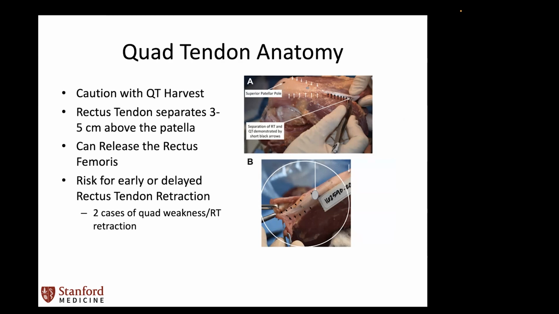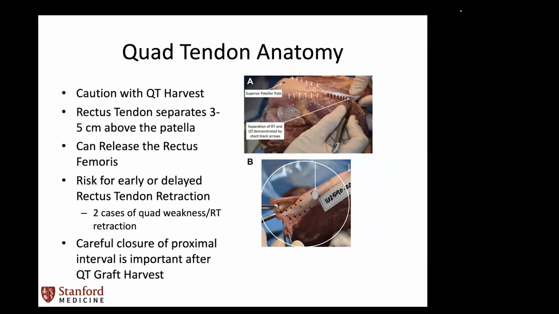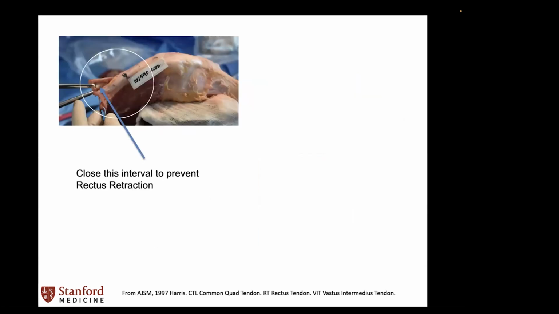So it's probably a rare problem, but as we do more quad tendons, we might want to keep that in mind. I really like to emphasize that I think it's important to carefully close that proximal interval when you're doing that quadriceps tendon harvest.